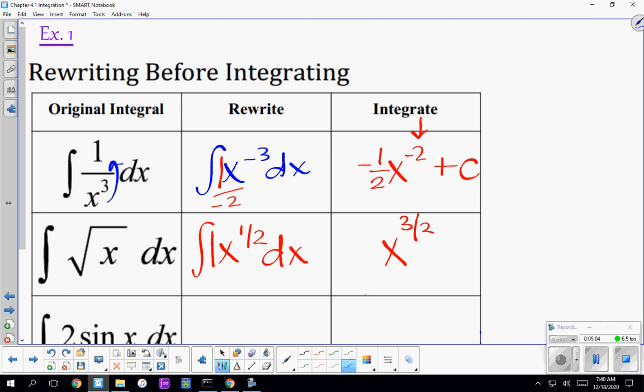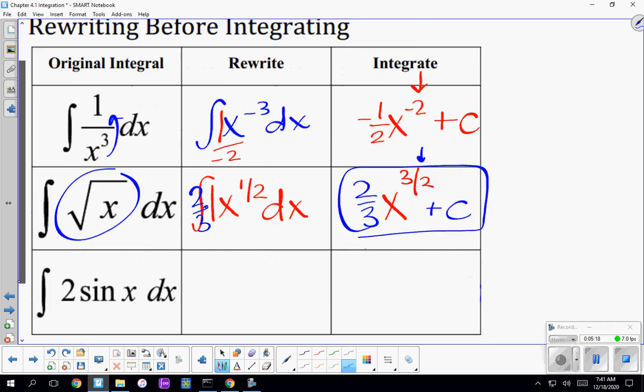Remember, when we divide fractions, we actually flip this guy and multiply. So I'm really going to multiply by 2/3. Remember, we can check these by taking the derivative of this function and making sure we get this integrand.